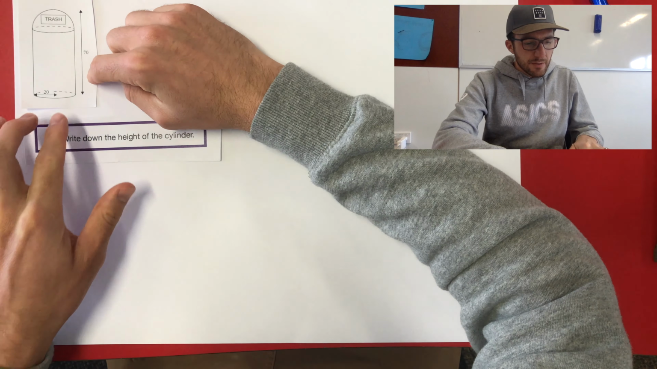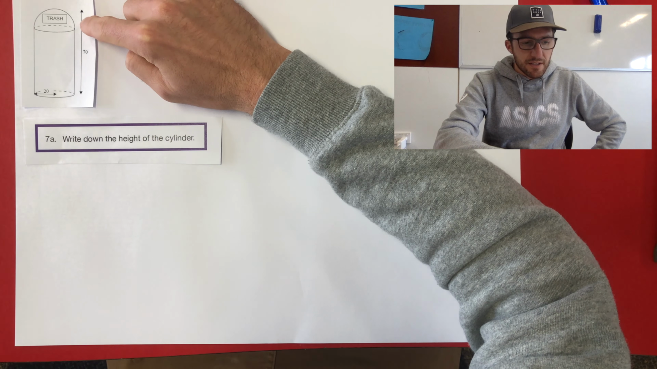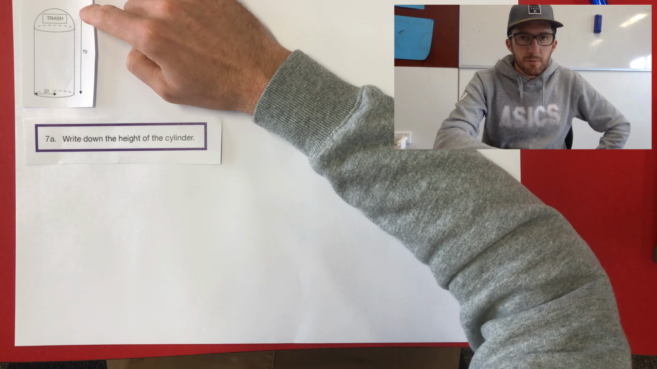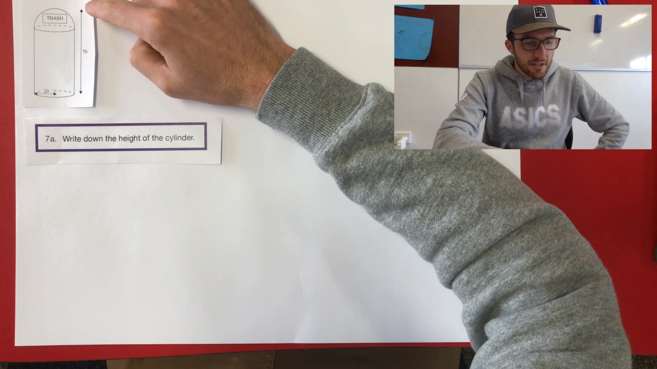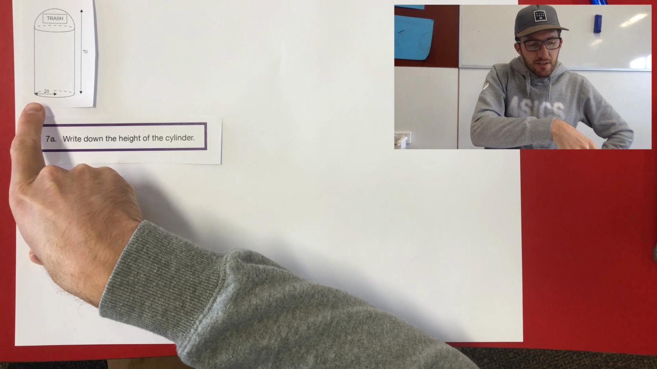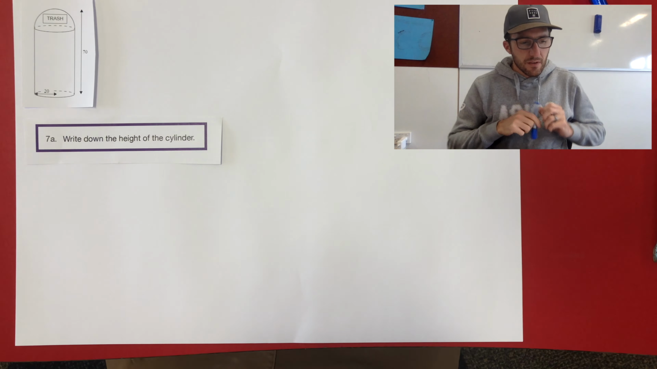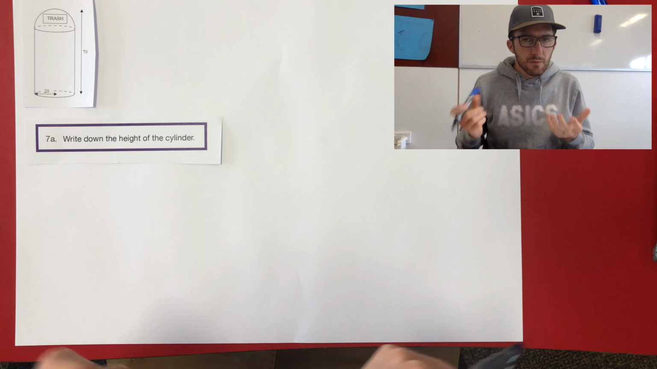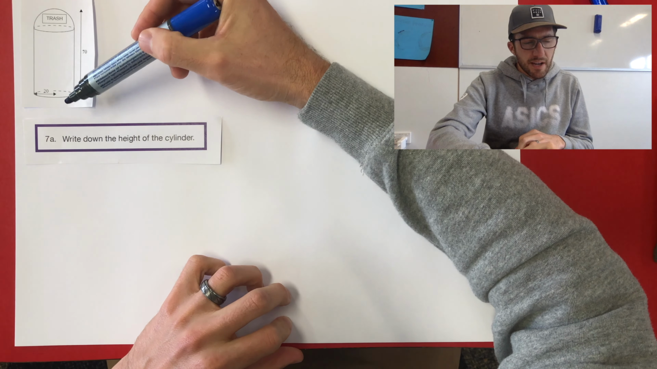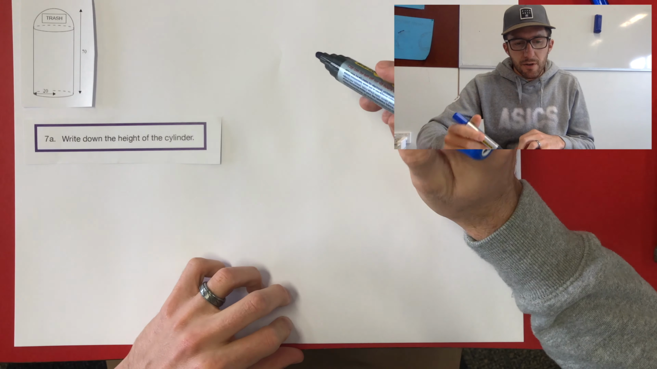Looking at this, we can see that from the bottom up to the top is 70 centimetres. It's not going to be 70 metres, is it? It wouldn't be 70 millimetres either. So 70 centimetres. We're also told that the radius of the base of the trash can is 20 centimetres. So if we think about that, 20 centimetres is the radius of the base, which must mean that 20 centimetres is also the radius of the top.